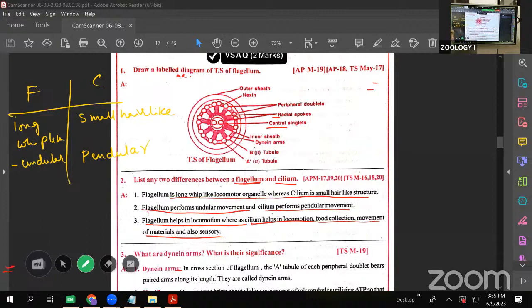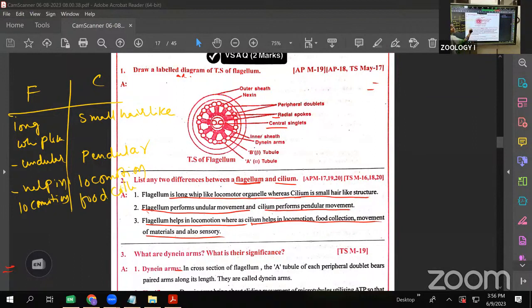Next, the third one. Flagella help only in locomotion. Cilia help in locomotion as well as food collection. Food collection also. This is the difference between flagella and cilia. This is also a very, very important question. The differences between flagella and cilia. We learn this one.